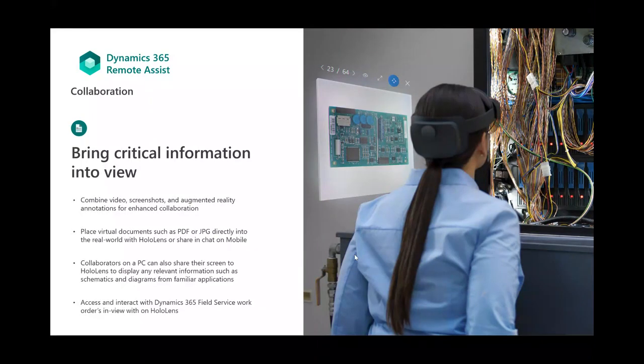Bringing critical information into view means allowing you to see your documents, being able to see your PDFs, being able to bring the information that's important to you at that time into view while you're in the middle of a call. Collaborators on PC can also share their screen to the HoloLens, so you could display information, for instance, like a PowerPoint or Word doc. You're also able to access and interact with your Dynamics Field Service work orders in view while you're on the HoloLens, allowing you to touch your Field Service work order while still in the HoloLens.